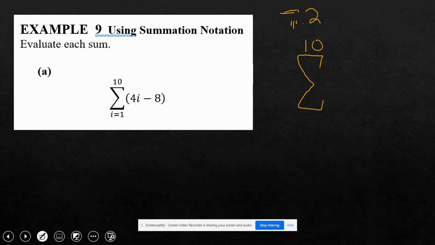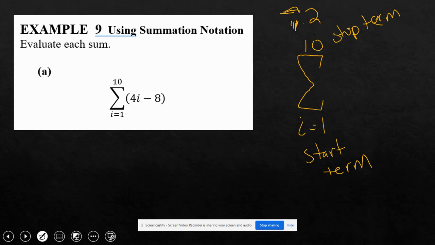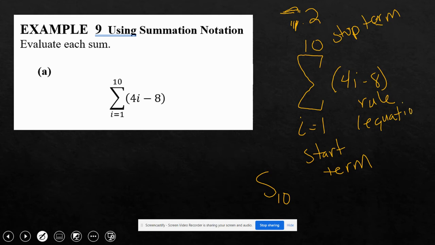On the top is what I call your stop term. So we will be stopping at the 10th term. The bottom is the term that you're starting with. So we're starting at the first term and stopping at the 10th term, meaning we're finding the sum of the first 10 terms. This would be S sub 10 if we were looking at it with the notation we used in the last video. The 4i minus 8 is the rule. And remember, in sequences, rules are the term they use for equations.